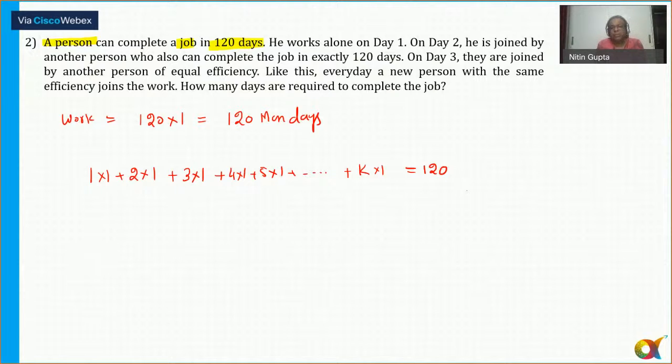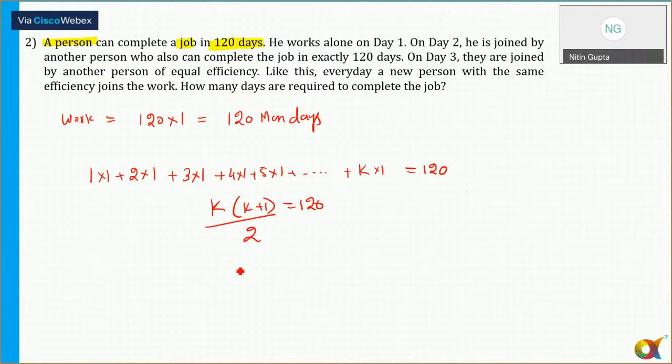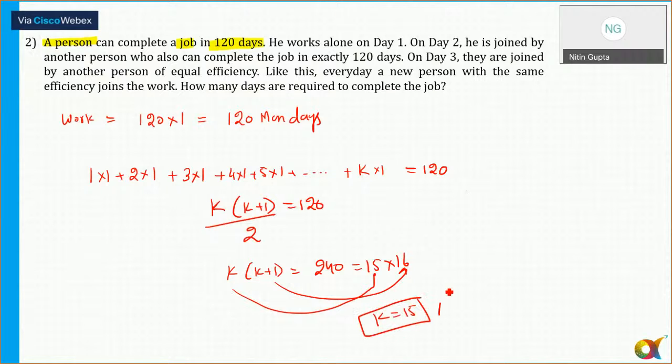So the sum of the first K natural numbers is equal to 120. So I can say K into K plus 1 by 2 is equal to 120. So what is K into K plus 1? We are basically looking for the number 240. I need to write down 240 as a product of two consecutive integers. So it is 15 and 16. So K is equal to 15 and K plus 1 is equal to 16. So the value of K is 15, and this is the answer.